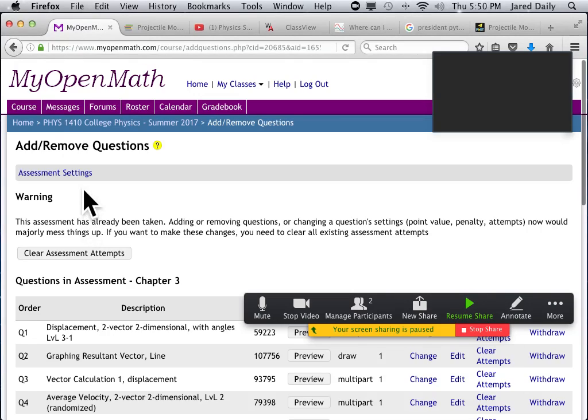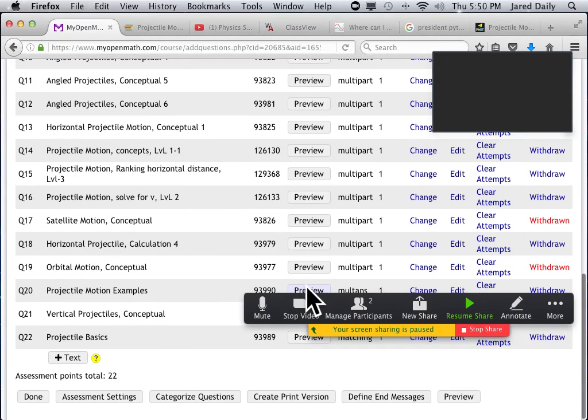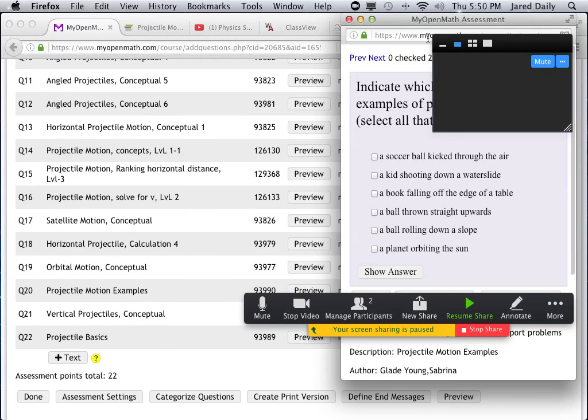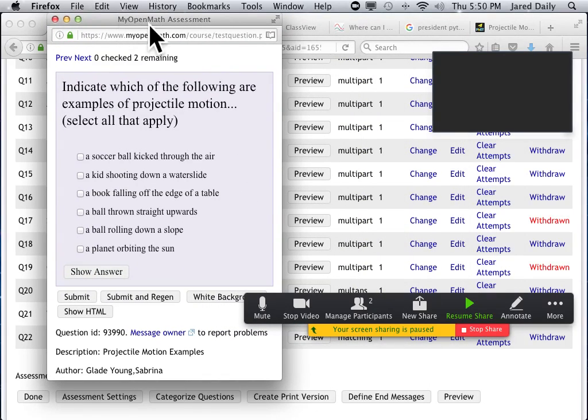Let's take a look at number 20 again really quick. Indicate which of the following are examples of projectile motion. Soccer ball kicked through the air. That one I marked. How about this one? I wasn't sure about that.